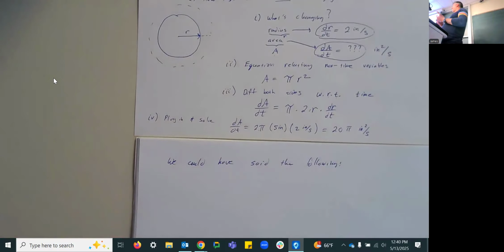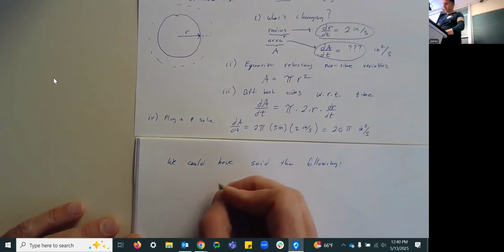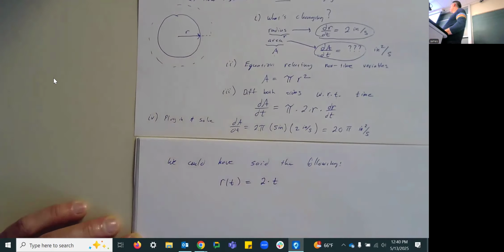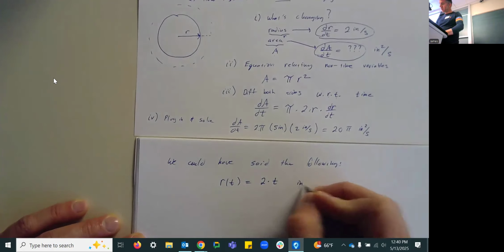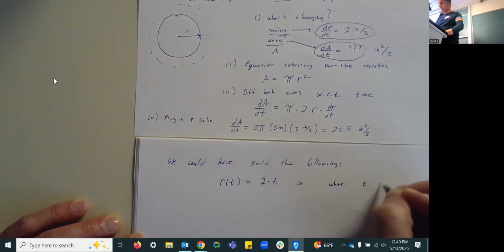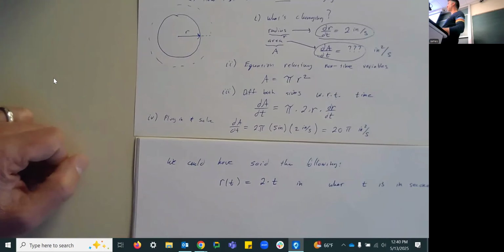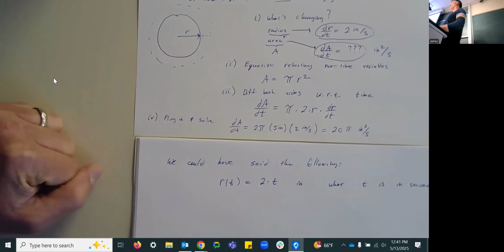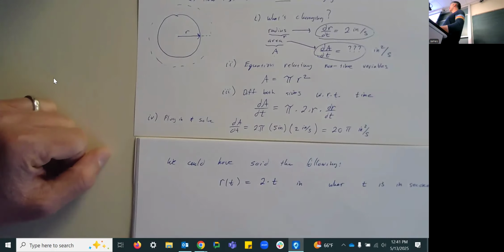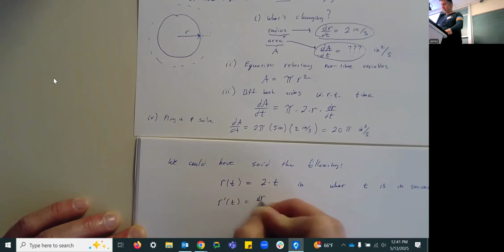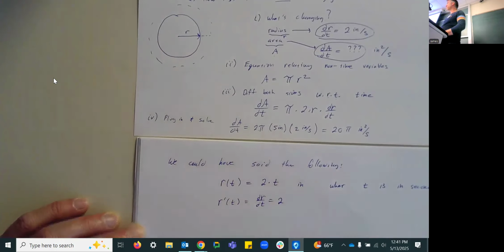I could have written r as a function of time. I could have said, yeah, the radius is increasing at 2 inches per second. So I could say that r as a function of time is 2 times t inches, where t is measured in seconds. So then after 1 second, my radius is 2 inches. After 2 seconds, my radius is 4 inches. After 3 seconds, my radius is 6 inches, and so on and so on. Every second, the radius increases by 2 inches. So it's very fair to say that r prime of t, or dr/dt, is equal to 2 inches per second.